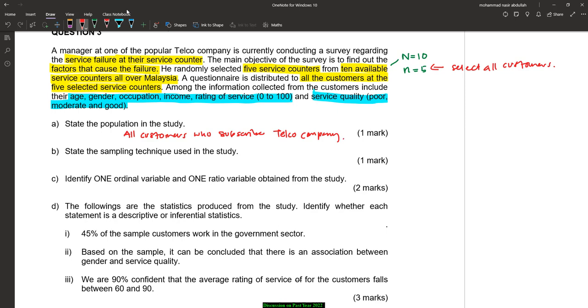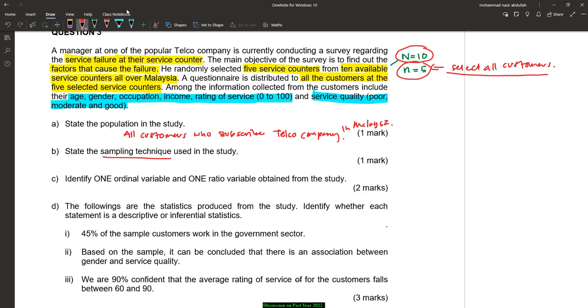Okay. Boleh lah. So I terima soalan jawapan macam ni. All customers who subscribe to a telco company in Malaysia. In Malaysia. Right, so state the sampling technique used in this study. So dia ada 10 branch. Dia select 5 branch, dan dalam setiap 5 branch tu dia select all customers. So this one should be apa?